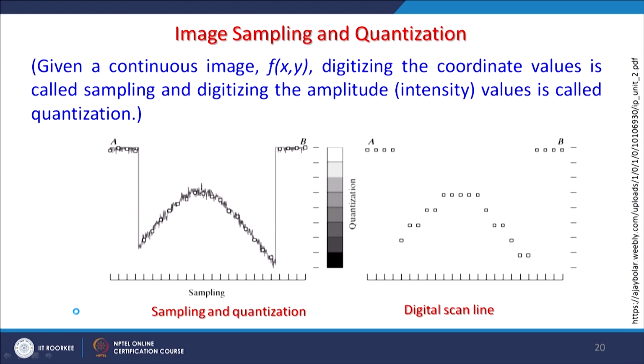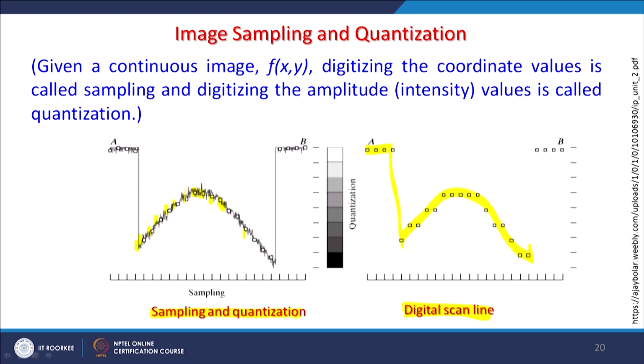So, here in the sampling and quantization, this is what we see: at different locations these values are collected and they are shown like this. Starting from here, then come here and then like this. So, this is a typical digital scan line, different pixel values are shown, and here both processes of sampling and quantization are also shown: not continuous, but at certain intervals the data has been collected.